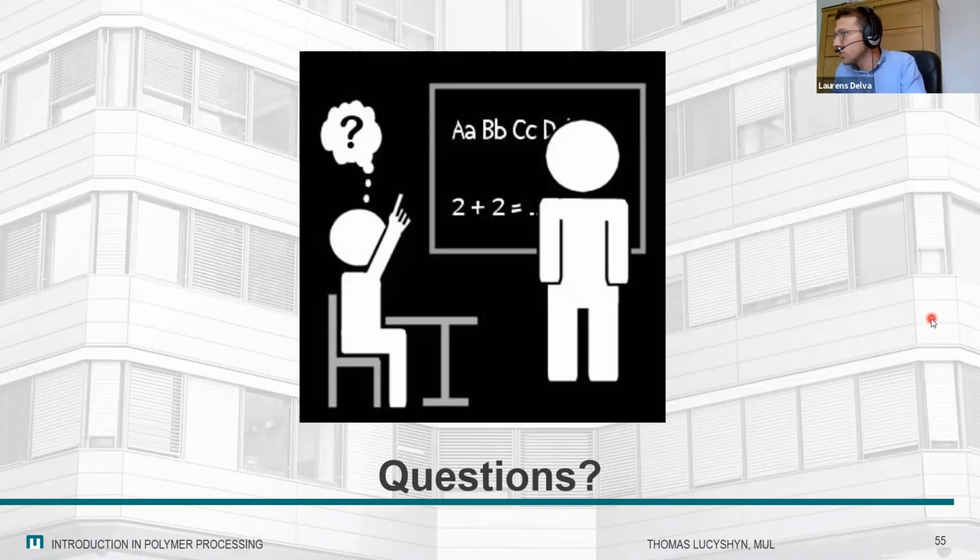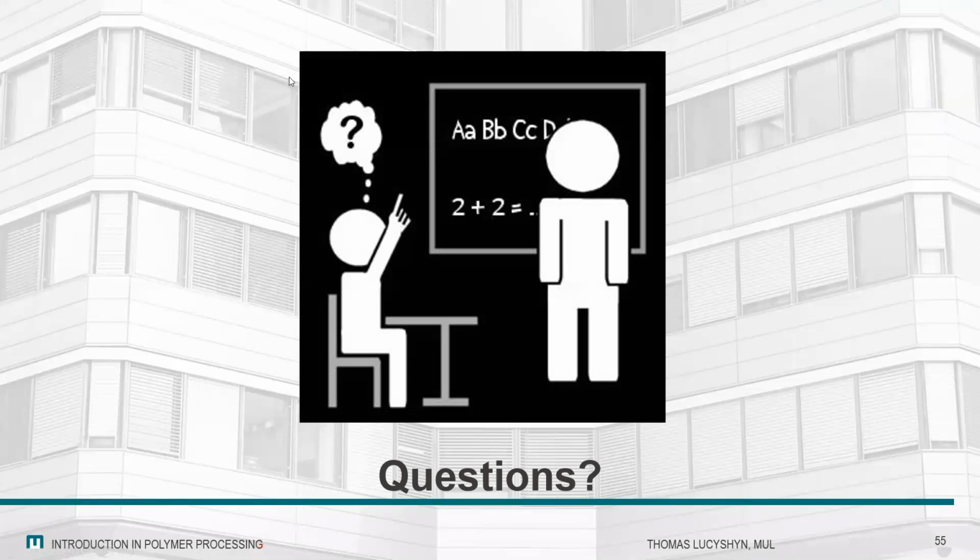I see one question in the chat from Alejandro, who wants to know at which point in the polymer processing chain additives are typically incorporated, such as flame retardants, and how these affect the process or even the properties of the material. And he also imagined that there are differences between thermoplastics and thermosets. So could you elaborate on that question?